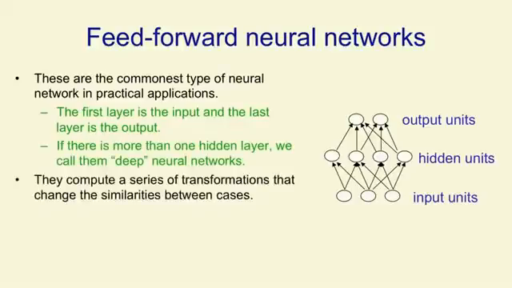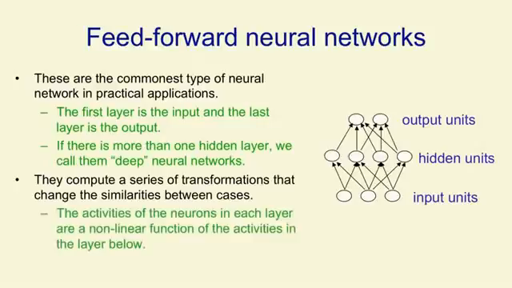These networks compute a series of transformations between their input and their output. So at each layer you get a new representation of the input, in which things that were similar in the previous layer may have become less similar, or things that were dissimilar in the previous layer may have become more similar. So in speech recognition, for example, we'd like the same thing said by different speakers to become more similar, and different things said by the same speaker to become less similar as we go up through the layers of the network. In order to achieve this, we need the activities of the neurons in each layer to be a nonlinear function of the activities in the layer below.